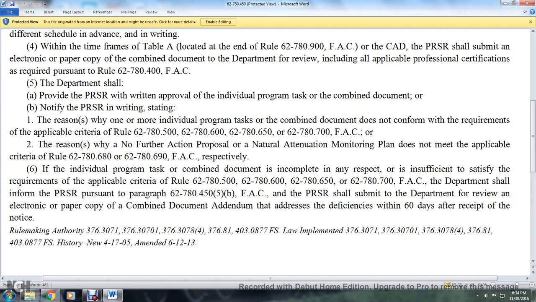Rulemaking Authority 376.307, 376.30701, 376.30784, 376.81, 403.087, Florida Statutes. Law Implemented 376.3071, 376.3074, 376.81, 403.087, Florida Statutes. History, New April 17, 2005, amended June 12, 2013.